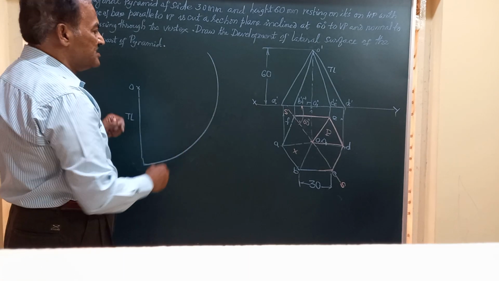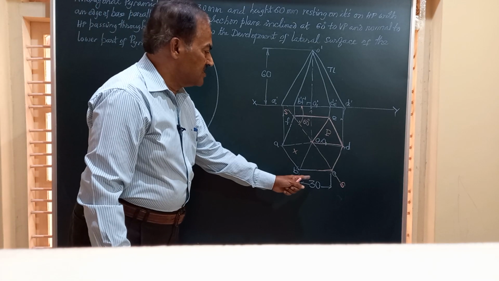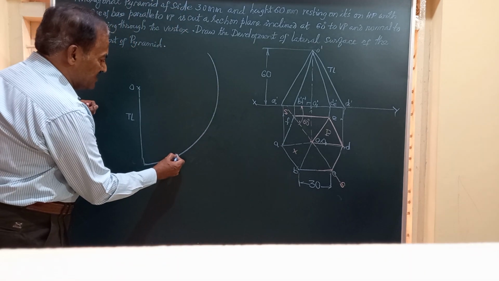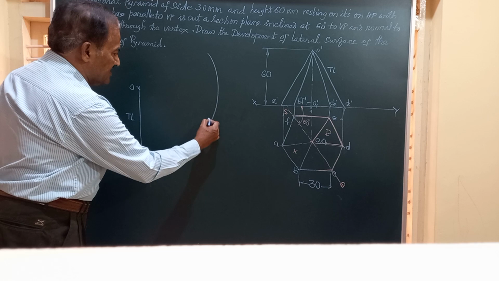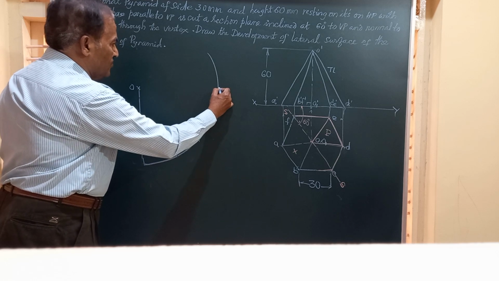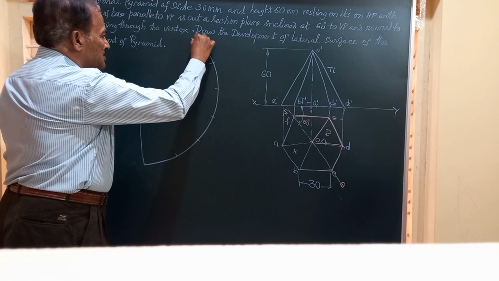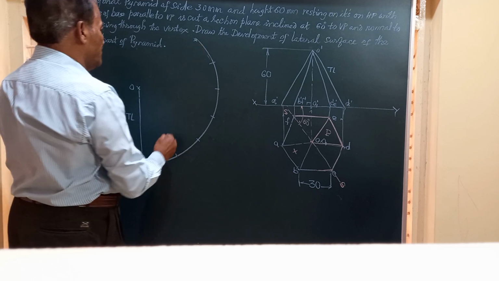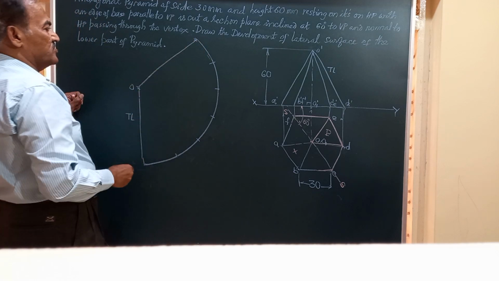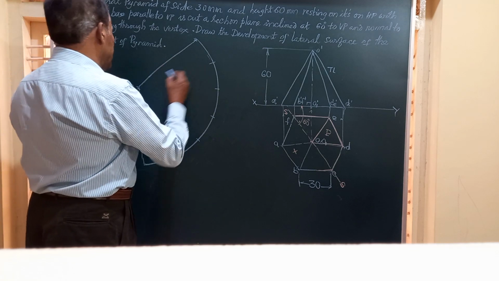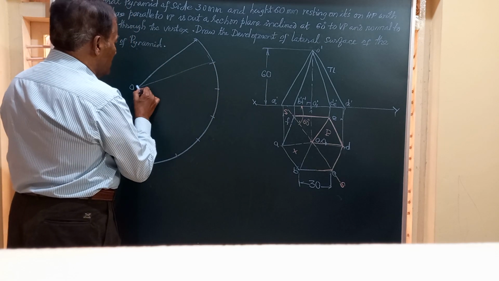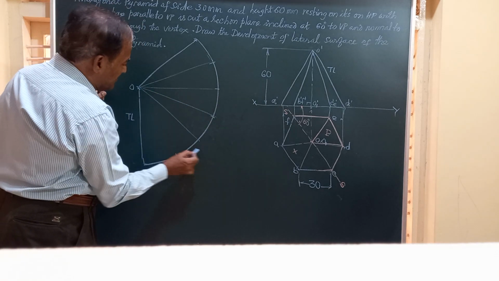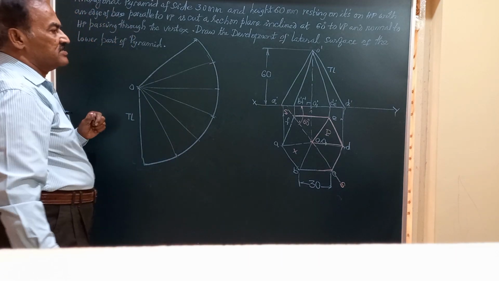So friends, here on this arc, we have to step up 6 divisions on this arc, each equal to 30. Suppose this is 30, second 30, third, fourth, fifth, and this is the last one. So there should be 6 base edges for this. So I am going to join that through this. And through all these points of division, I am going to draw very thin lines, the construction lines, to show the slant edges. So this is how we draw, friends.